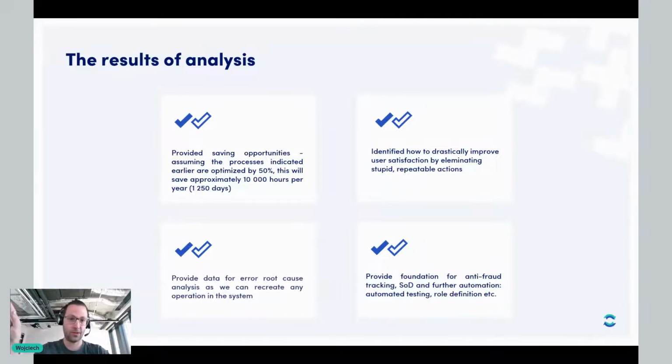You can see in the top right corner, we can improve user satisfaction by eliminating stupid repeatable actions, right? So people don't have to input the same value 36 or whatever number of times. It can be predefined, right? There are simple ways of solving those things. One more thing, we can provide data for error root cause analysis, right? So if something happened, we can recreate the error and analyze. And last but not least, we can provide a foundation for anti-fraud tracking, segregation of duties, and any further automation, right?